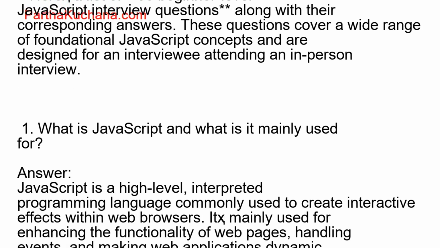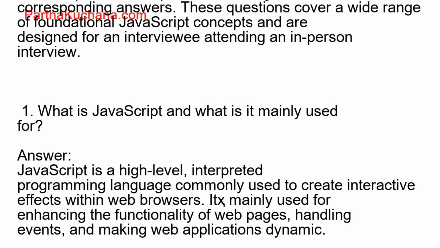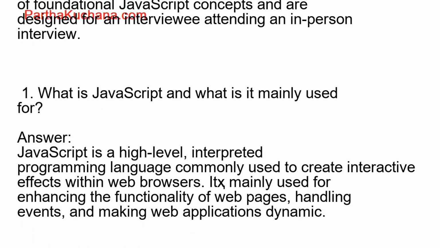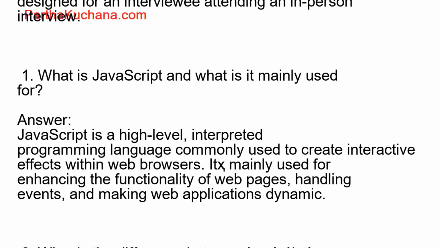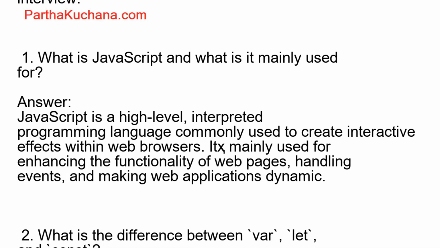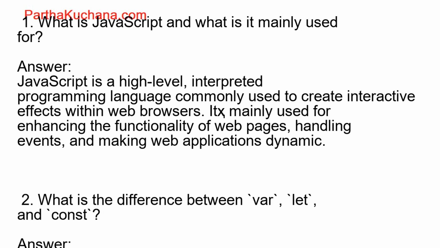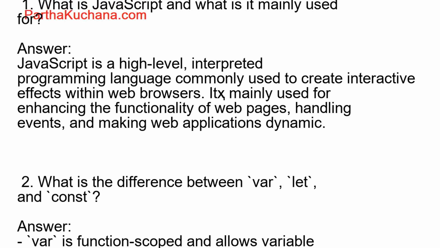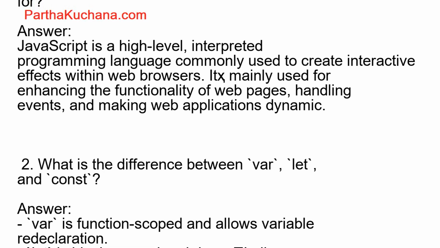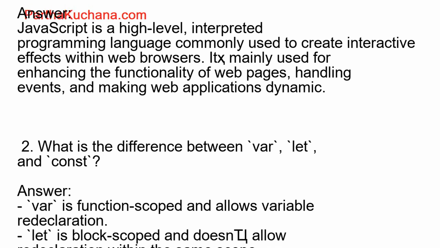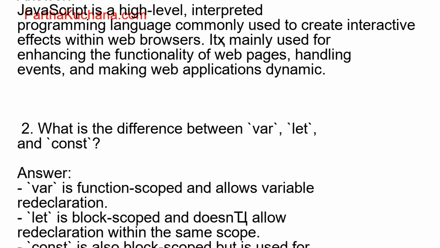2. What is the difference between var, let, and const? Answer. Var is function scoped and allows variable redeclaration. Let is block scoped and doesn't allow redeclaration within the same scope. Const is also block scoped, but is used for variables that are meant to remain constant and cannot be reassigned.